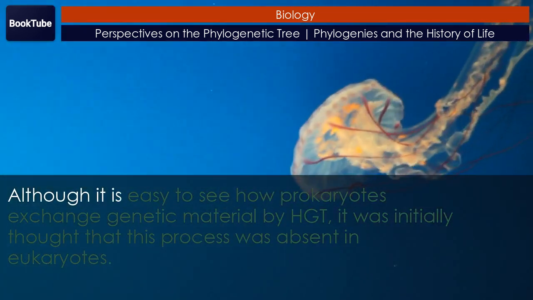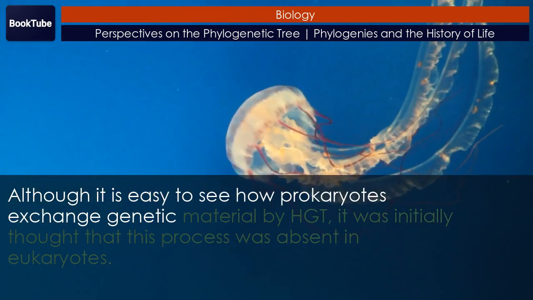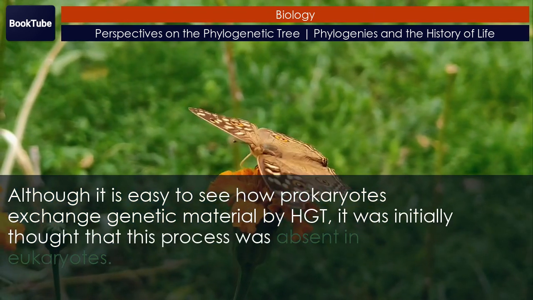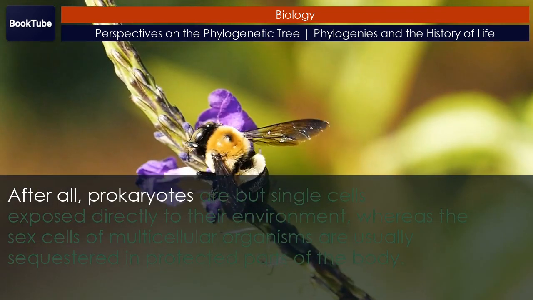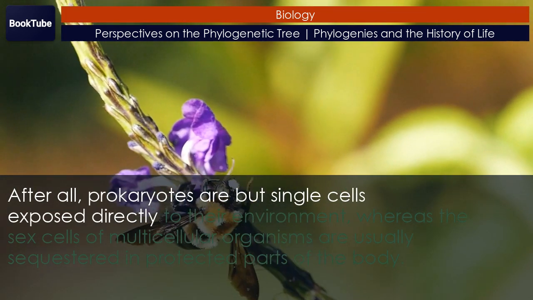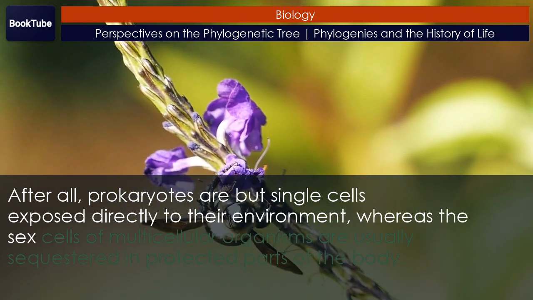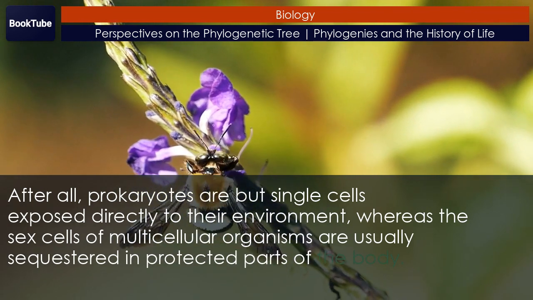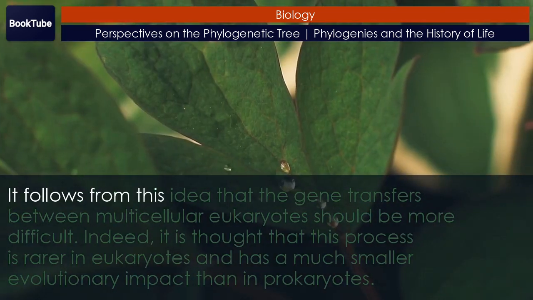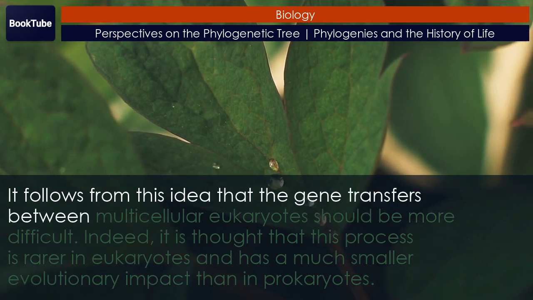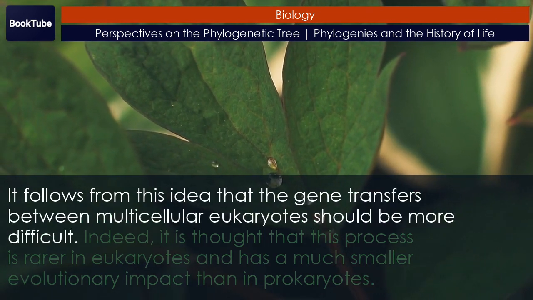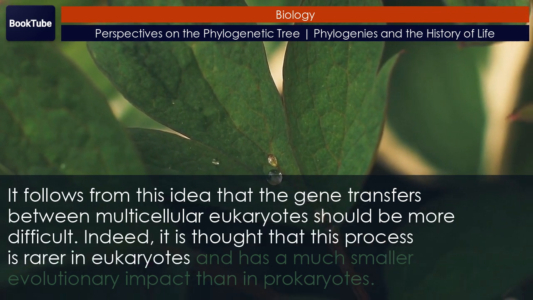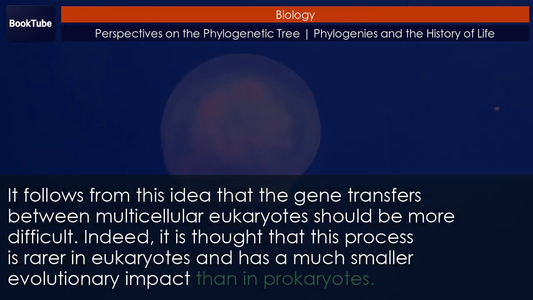Although it is easy to see how prokaryotes exchange genetic material by HGT, it was initially thought that this process was absent in eukaryotes. After all, prokaryotes are but single cells exposed directly to their environment, whereas the sex cells of multicellular organisms are usually sequestered in protected parts of the body. It follows from this idea that gene transfers between multicellular eukaryotes should be more difficult. Indeed, it is thought that this process is rarer in eukaryotes and has a much smaller evolutionary impact than in prokaryotes.